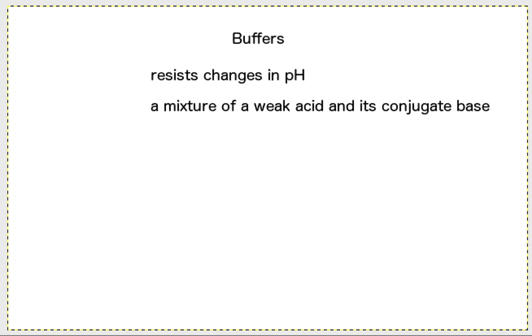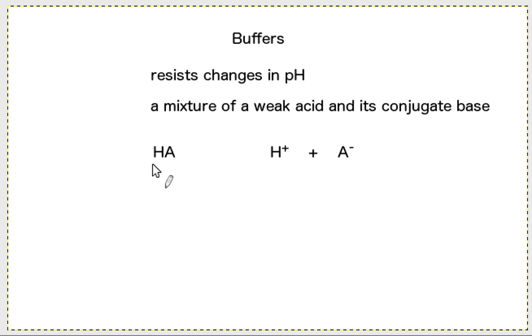So buffers resist changes in pH, and the way they do it is because buffers chemically are a mixture of a weak acid and its conjugate base. So let's look and see how this mixture of a weak acid and its conjugate base is able to resist changes in pH. Okay. So let's look at it.